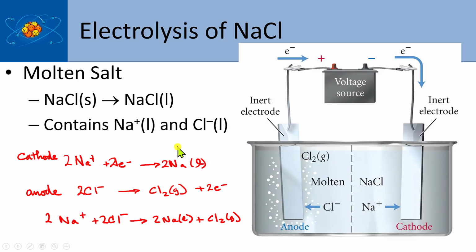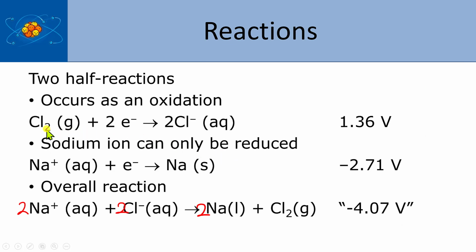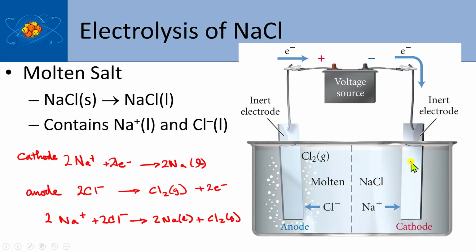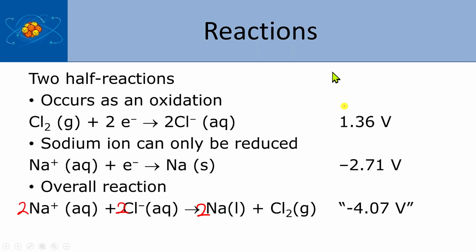Now, if you remember, the chlorine reaction is the one that's at the anode. So what I end up having to do is flip this reaction and change this voltage, and then when I add them together, I get negative 4.07 volts. So in this electrolytic cell, the basic voltage that you need to make this reaction work is 4.07 volts, based on this calculation here.